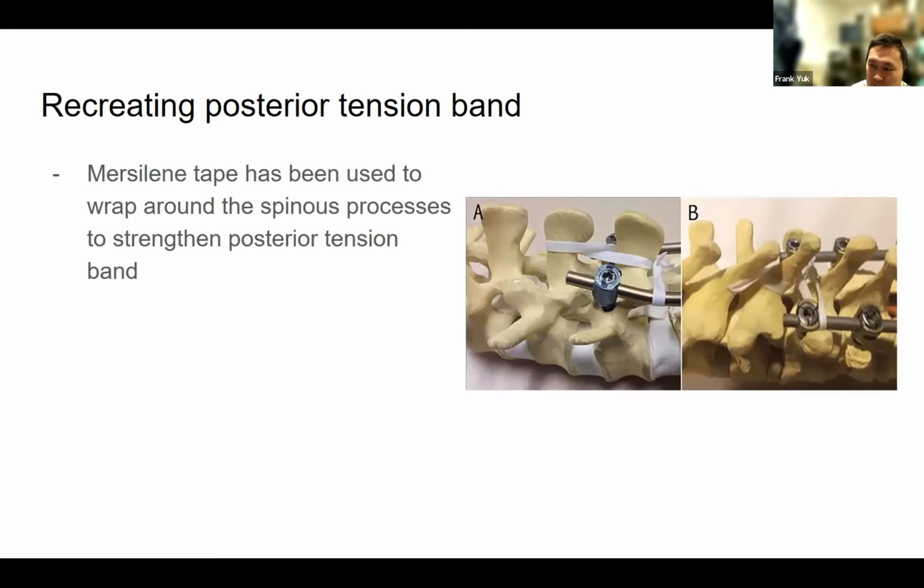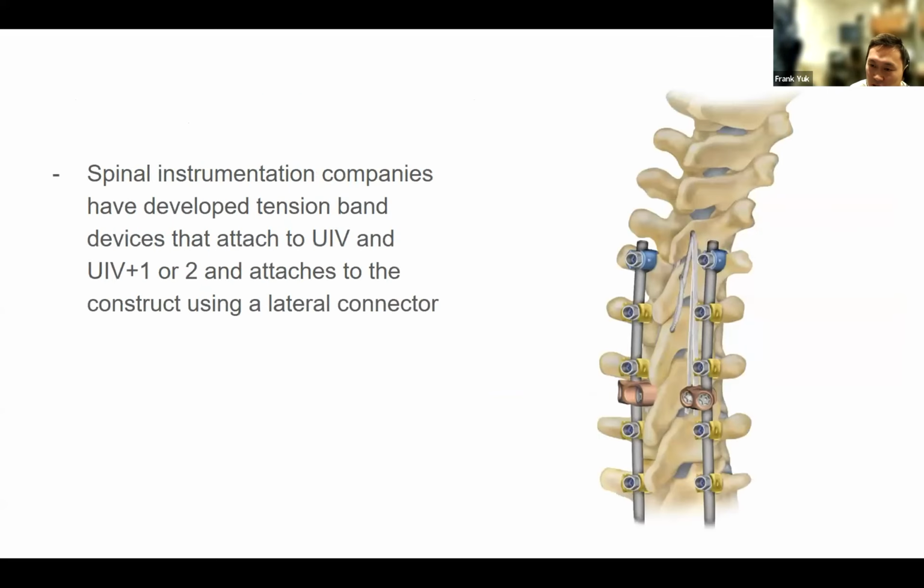You can also recreate the posterior tension band. In the past, Mersilene tape has been used to wrap around the spinous processes to strengthen the posterior tension band, like we see in this little diagram here, and then that's been tied to the rod to prevent the upper levels from kyphosing. Using this theory of Mersilene tape, spinal instrumentation companies have now developed tension band devices that attach to the UIV and UIV plus 1 or 2, and attach to the construct using a lateral connector here. These bands are basically sewn through the spinous processes, and they're pulled back and tensioned onto the actual construct itself to prevent PJK.